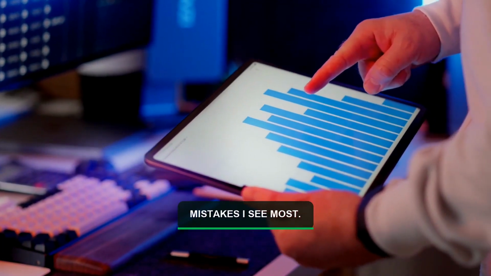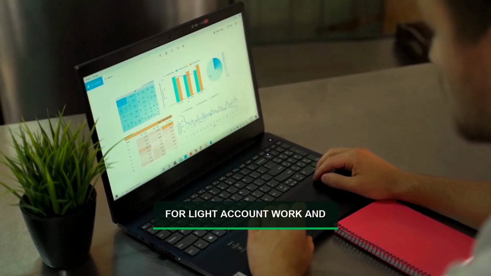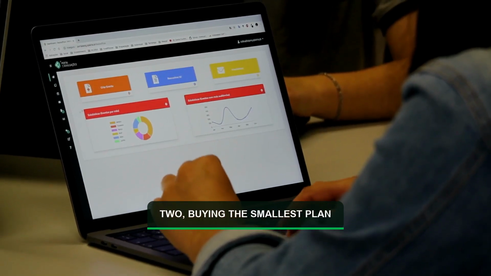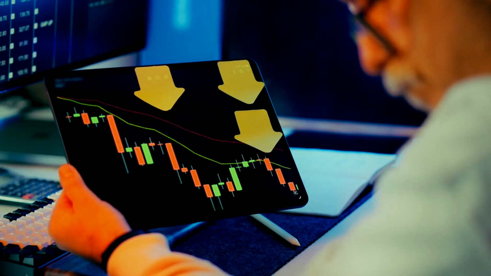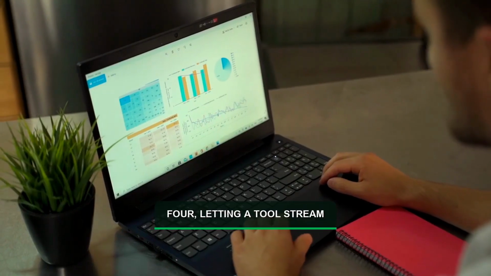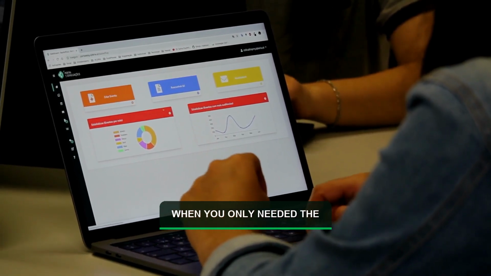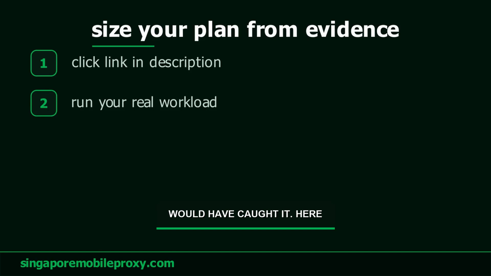Let me save you the mistakes I see most. 1. Buying a giant plan for light account work and paying every month for data you never touch. 2. Buying the smallest plan for heavy scraping and running dry in week 1. 3. Never watching usage until the proxy suddenly stops. 4. Letting a tool stream video or load full media when you only needed the page text. And 5. Getting cornered into a panic top-up at a premium rate when a calm look at the dashboard 3 days earlier would have caught it.